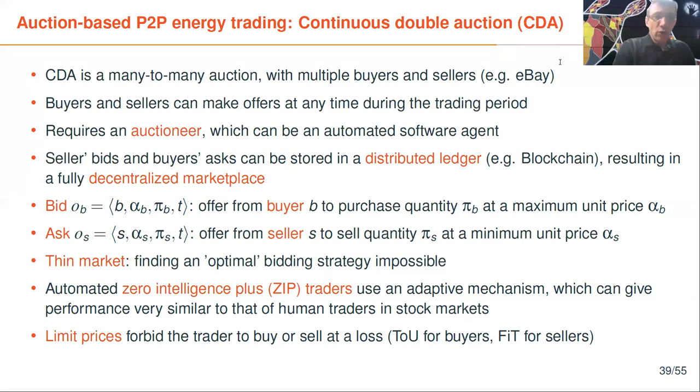So the first auction we used is a continuous double auction, which consists of multiple buyers and sellers. This is typical, similar to eBay. And this auction requires an auctioneer, so it's like a third party that clears transactions between buyers and sellers. And this can be supported by a distributed ledger like a blockchain, so that you can get a completely decentralized marketplace.